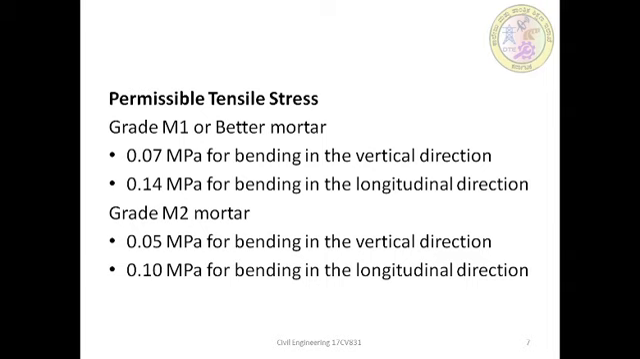Now let us talk about the grade M2 mortar. Here it is 0.05 MPa for bending in the vertical direction, where tension is developed normal to the bed joint, and it is 0.1 MPa for bending in the longitudinal direction, where tension is developed parallel to the bed joint, provided the crushing strength of the masonry unit is not less than 7.5 MPa.